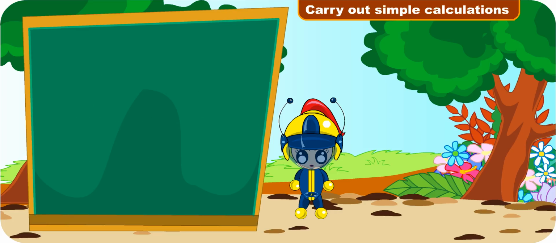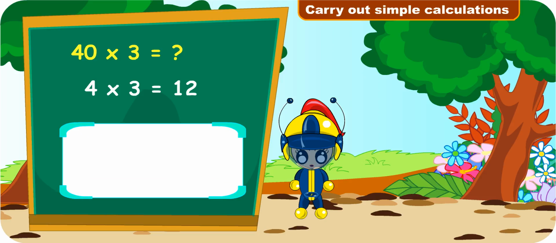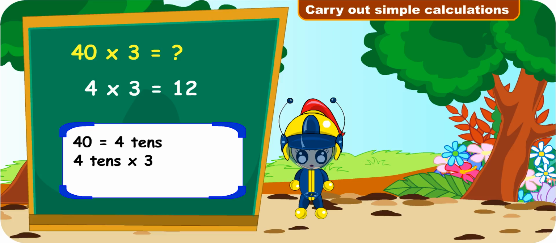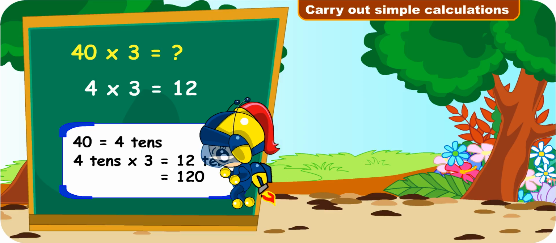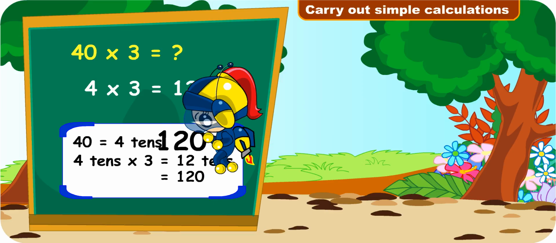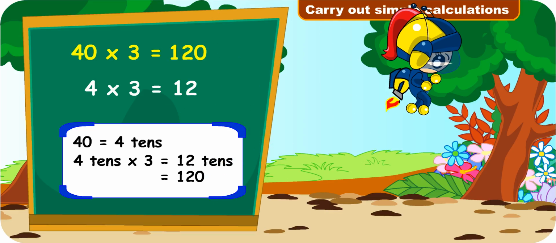Let me show you a trick in multiplying tens and hundreds by a one-digit number. Let us look at the question 40 times 3. If we leave out the 0 and take 4 times 3, we get the answer 12. We also can think of 40 as 4 tens. When 4 tens multiply by 3, we have 12 tens, and 12 tens is equal to 120. So the answer to 40 times 3 is equal to 120.